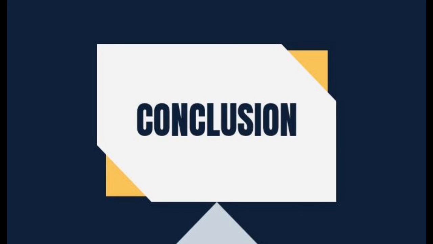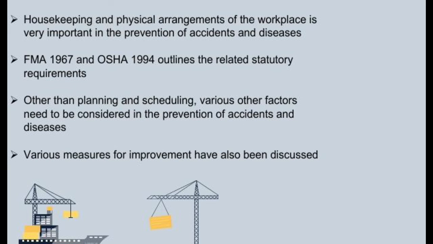Conclusion. Housekeeping and physical arrangement of the workplace is very important in the prevention of accident and diseases. FMA 1967 and OSHA 1994 outline the related statutory requirement. Other than planning and scheduling, various other factors need to be considered in the prevention of accident and diseases. Various measures for improvement have also been discussed.